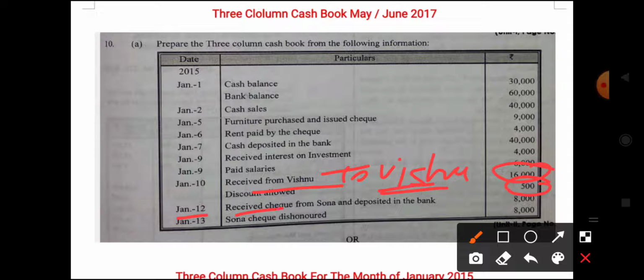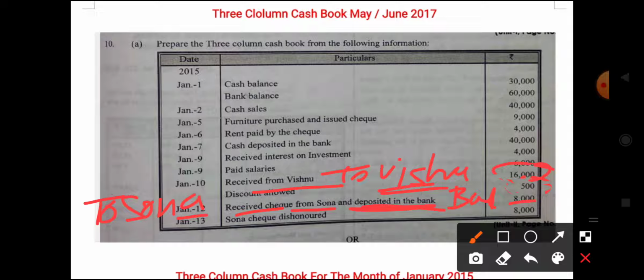Then 12th January, received check from Sona and deposited in the bank. So same day you are depositing, so for this there is no contra transaction. When it is deposited the same day, what will you write? To Sona you will write, and the amount in bank column we need to take. This 8000 we need to take in bank column. Okay, hope you have understood it.